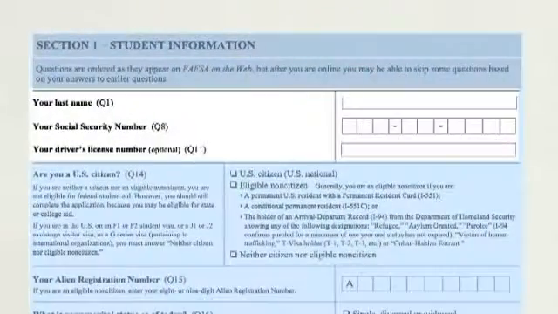That's section 1. The first question's pretty easy. You probably know your last name. But see where it says Q1 in parentheses? That lets you know that this question corresponds with question number 1 on the actual FAFSA on the Web. The next question, about your Social Security number, corresponds with question number 8 on the online FAFSA.